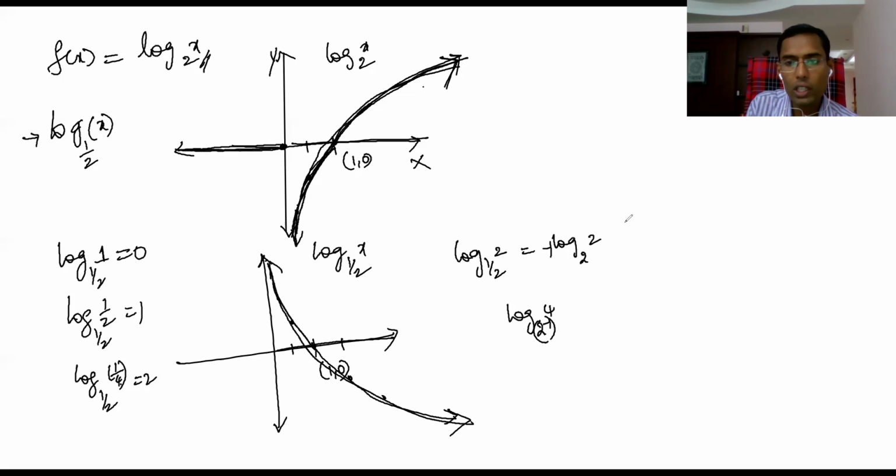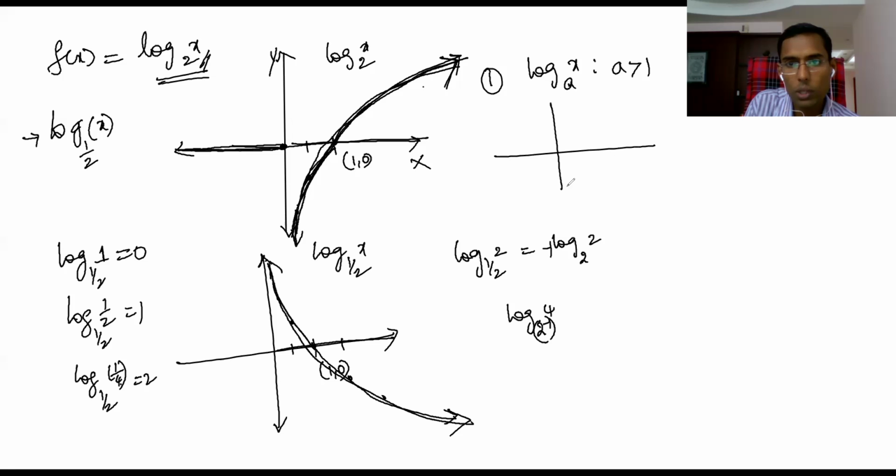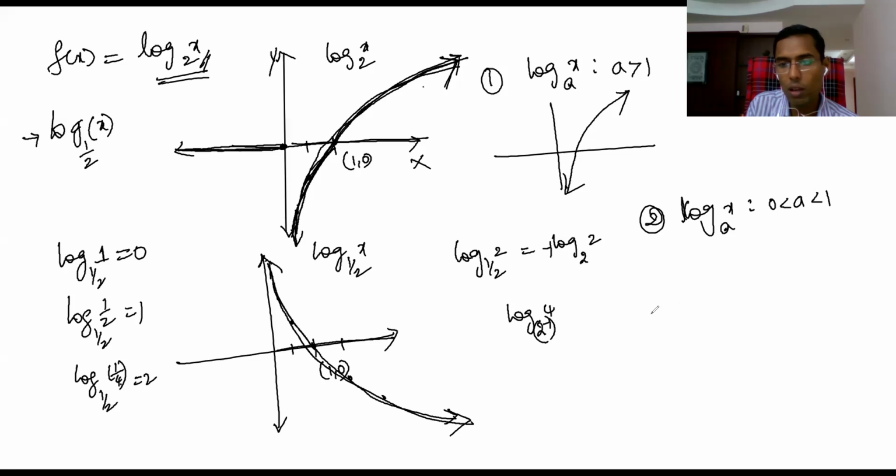Okay, so finally, what is the curve of the logarithmic function? Log x to the base a, when a is greater than 1. You see, a is greater than 1. When a is greater than 1, the curve will be like this, increasing. And log x to the base a, when a lies between 0 and 1, it is less than 1, then it is a decreasing function. The function will be like this.